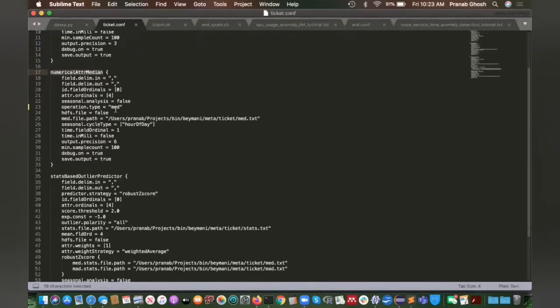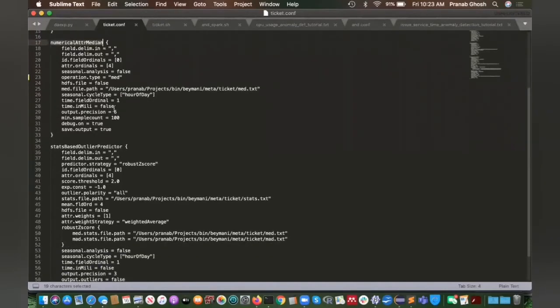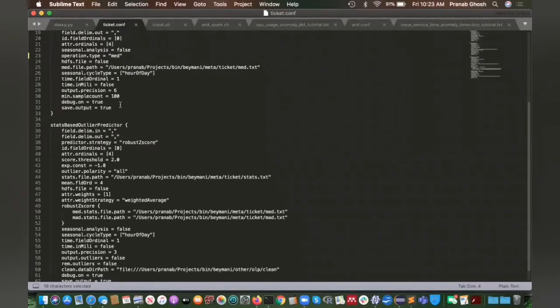The operation type: because this job is run twice, once to get the median and the next time to get the median absolute deviation, you have to set the type here properly. When we get the median absolute deviation, it needs access to the median. So here is a file which will have the median values for both the service centers. Remember, we had two service centers in the data. The seasonal stuff you can ignore. Time: which field is the time field? It happens to be the second field in my data, so that's why it's 1. Output precision, you can ignore the rest.